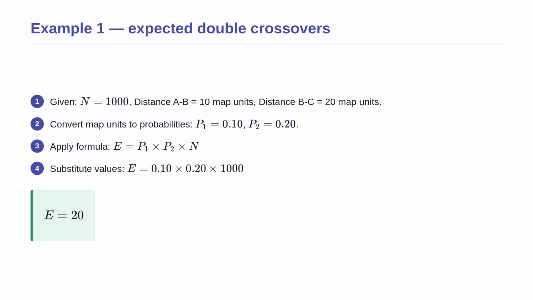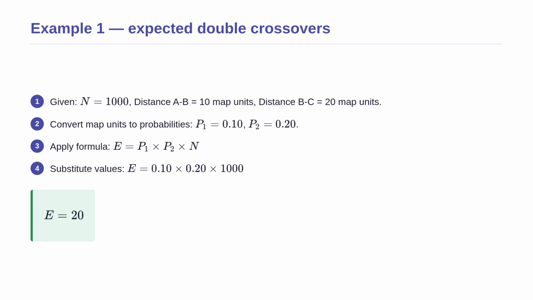Let us put these formulas into practice with a concrete example. Suppose a geneticist performs a 3-point test cross with a total of 1,000 offspring. The genetic map shows the distance between gene A and gene B is 10 map units, and between gene B and gene C is 20 map units. Our first goal is to find the expected number of double crossovers.